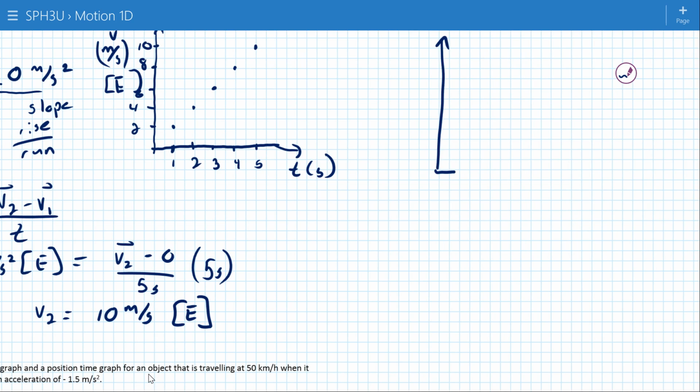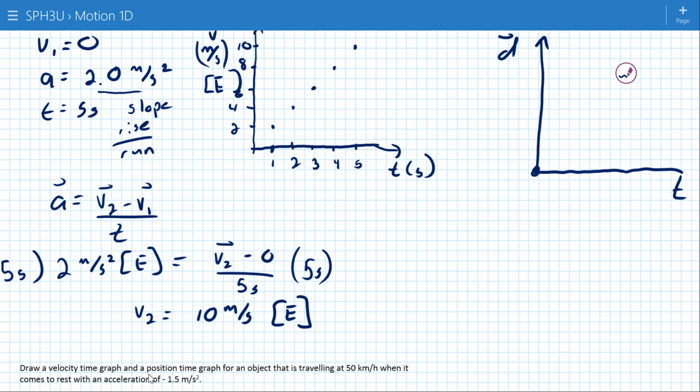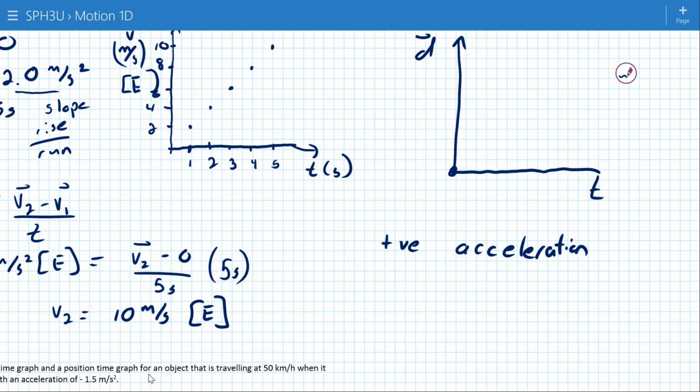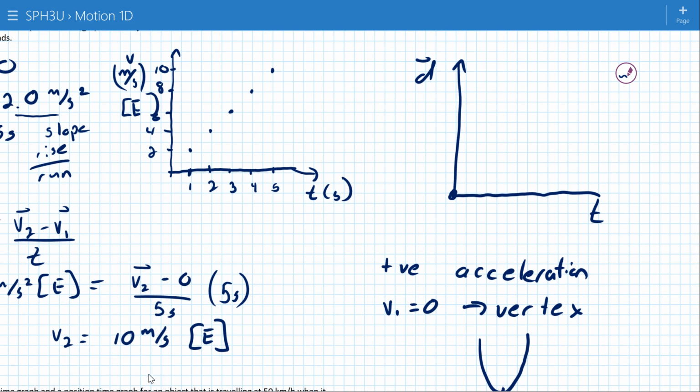Using that to create a position time graph, I'm going to start at a position of 0. Now I have a positive acceleration, and I have a starting velocity of 0, which means I can put the vertex of my parabola there. And so what I get is a concave up parabola where it starts at my vertex. So it looks something like that.